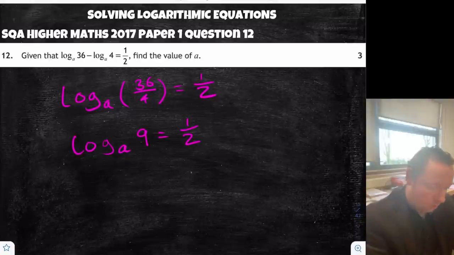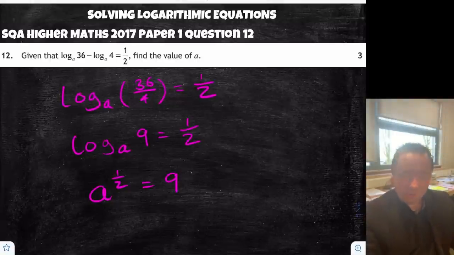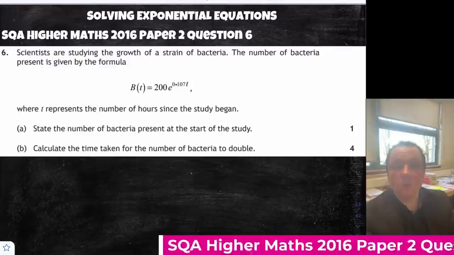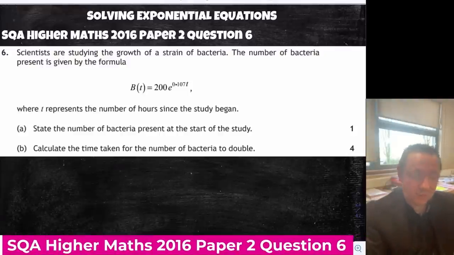So eliminating the log, a to the power of a half equals 9. A to the half equals 9. So that means the square root of a, we could write that, I suppose, equals 9. So if I square both sides, a equals 81. And we're done there.